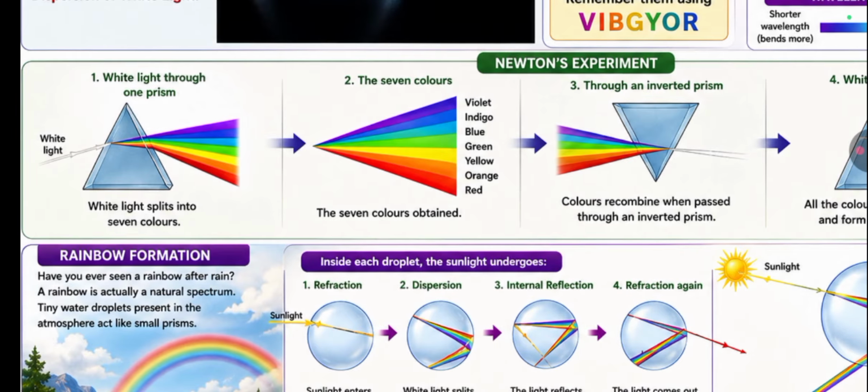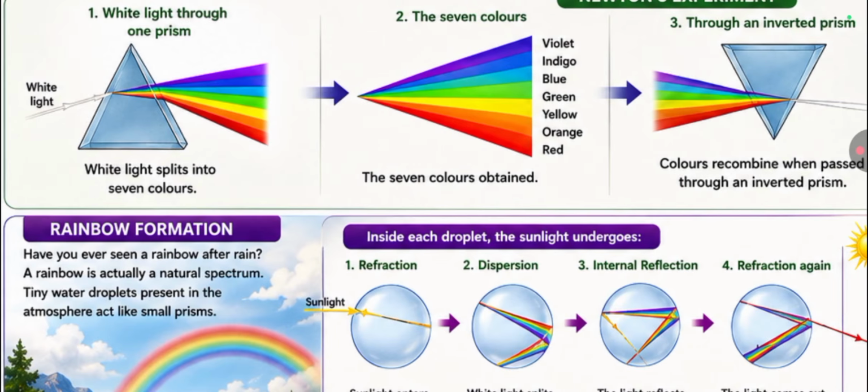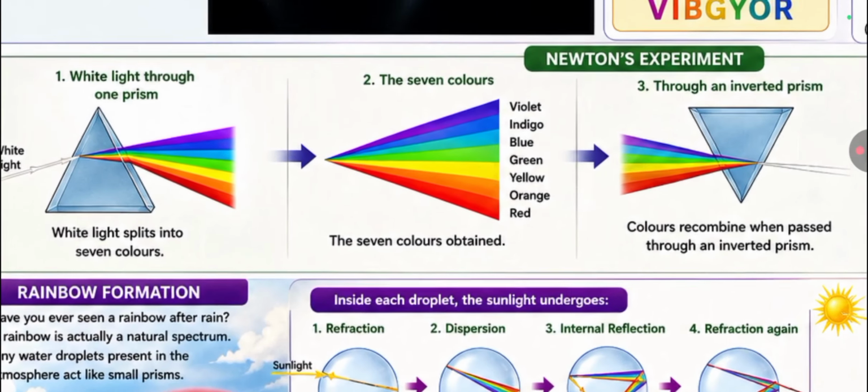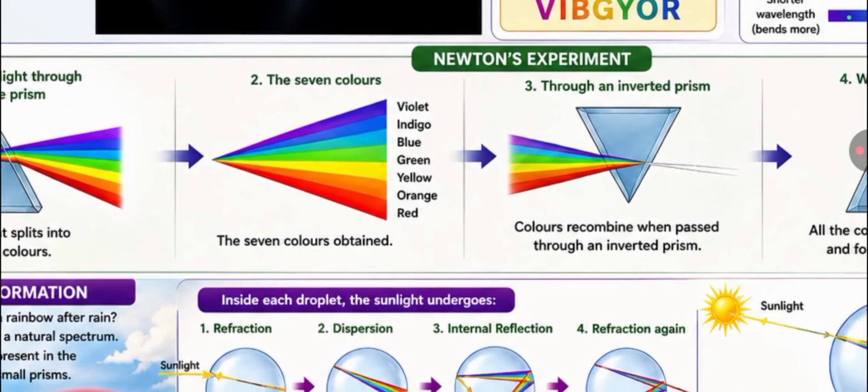Now, white light through one prism. We have to see this. The white light goes to the prism and it comes out into seven colors. White light splits into seven colors. They are called violet, indigo, blue, green, yellow, orange, and red. The seven colors are obtained.